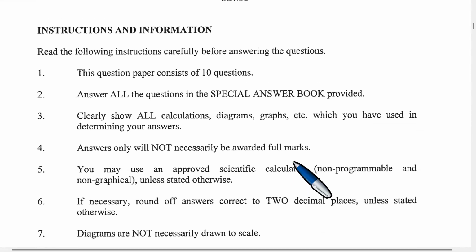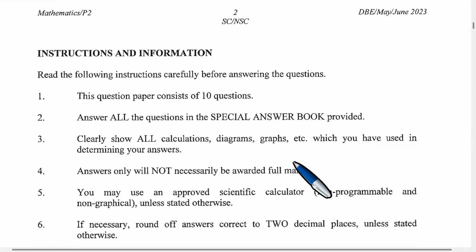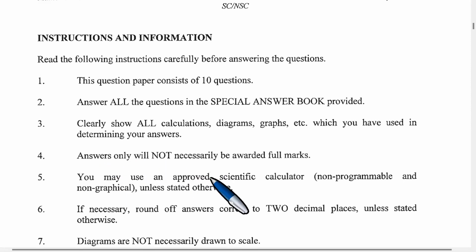There are particular instructions that remain extremely important when you write because you're writing tomorrow. Read the instructions carefully before answering the questions. This question paper consists of 10 questions. Answer all questions in the special answer book provided. Clearly show all calculations, diagrams, graphs, etc., which you have used in determining your answers. Answers only will not necessarily be awarded full marks.